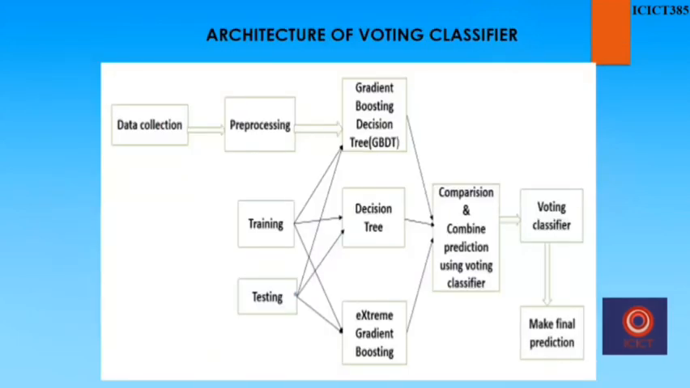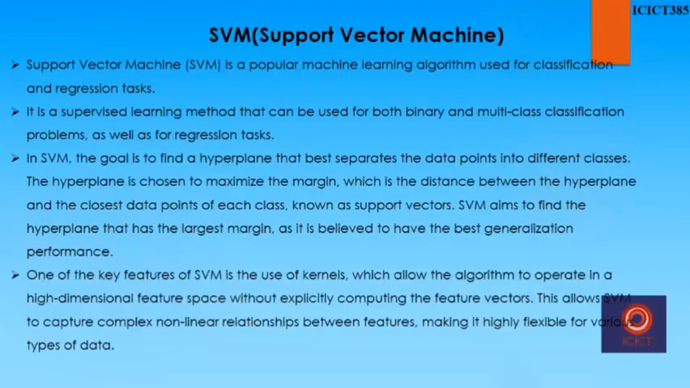Regarding the architecture of the voting classifier, data can be collected and pre-processed. Then these three algorithms, gradient boosting decision tree, extreme gradient boosting, and the third, are trained and tested. These three outputs can be compared and combined through the voting classifier, which makes the final decision accordingly.